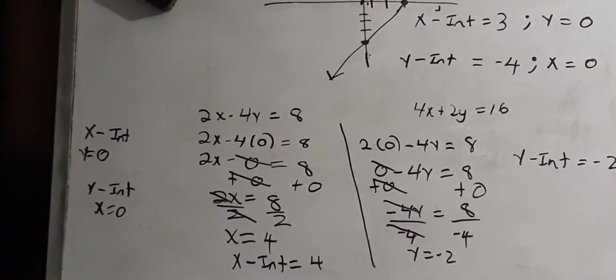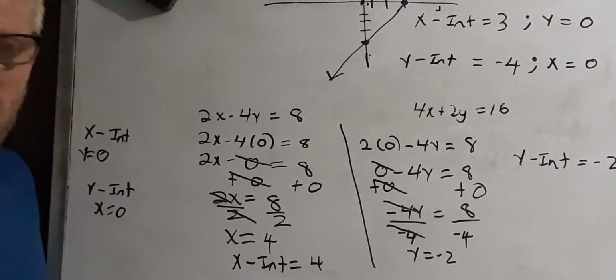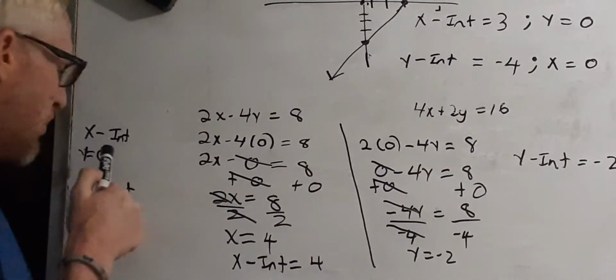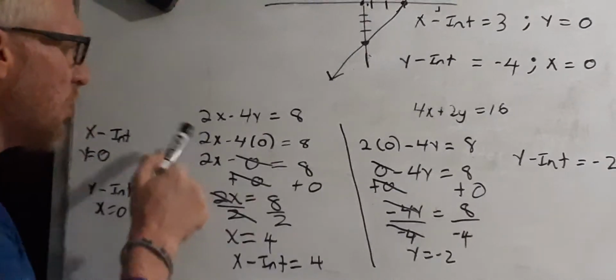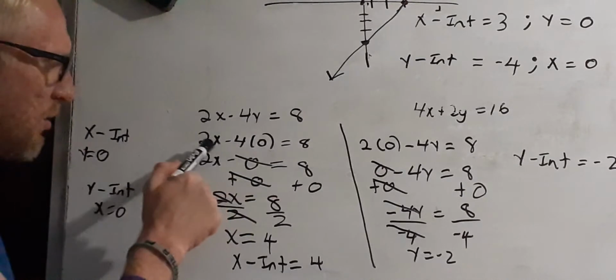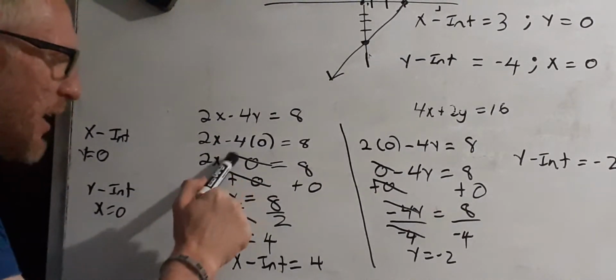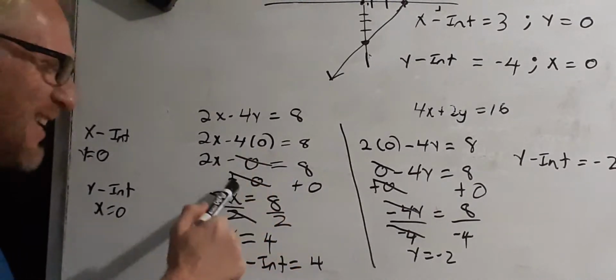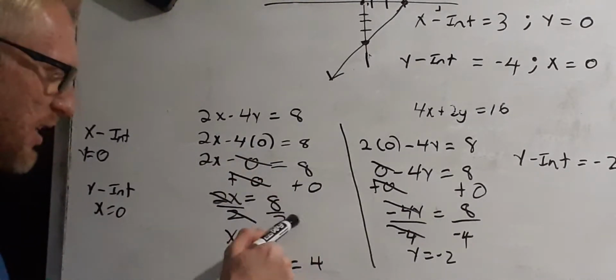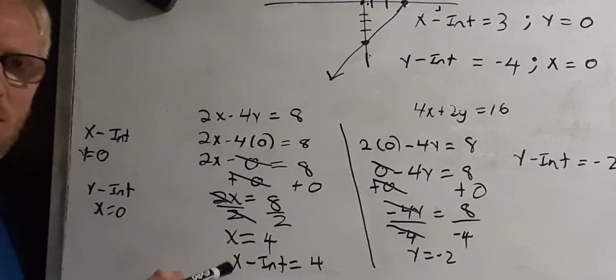All right, so once again, all I did was find my x and my y-intercept. I started with my x-intercept, which means that y equals 0. So I rewrite my equation, but instead of writing 4y, I wrote 4 times 0. So 4 times 0 is 0. I bring down the 2x. Minus 0 equals 8. I add 0 on both sides. 8 plus 0 is 8. 2x equals 8. I divide by 2, and x equals 4. So my x-intercept is 4.